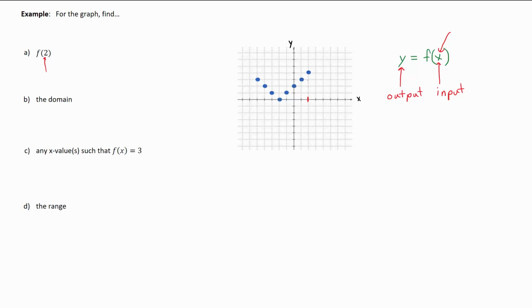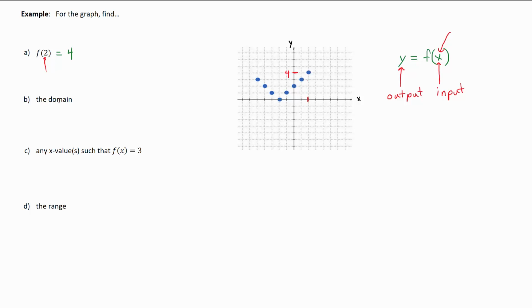1, 2, 3, 4. Okay, so that means f of 2 must equal 4. And that's it. That's the answer to part A. Another way to think of that is that the ordered pair 2, 4, this guy right here, is on the graph of f.